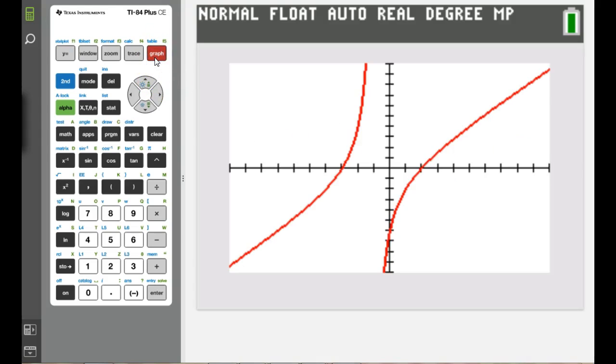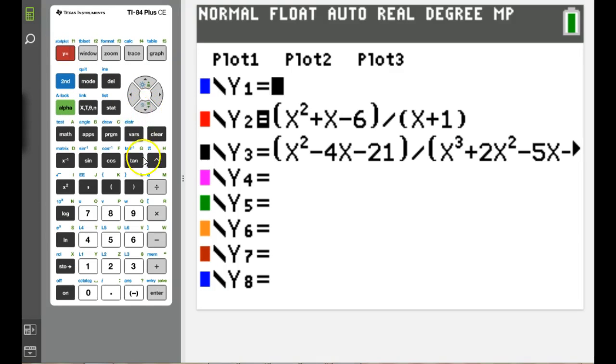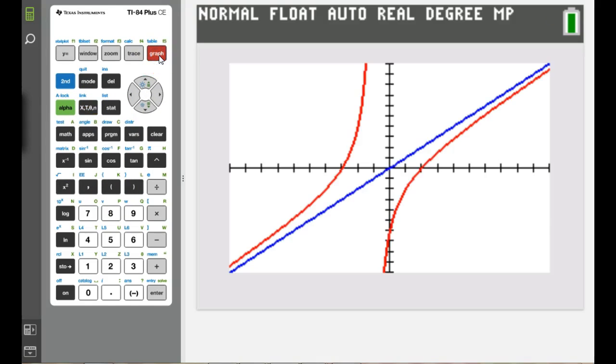When I'm looking at the graph, if you wanted, you could put in y equals x plus 1, or y equals x, as the asymptote that it's approaching. Okay? You don't have to do that. But I just wanted to show you this. It has a vertical asymptote here at -1.